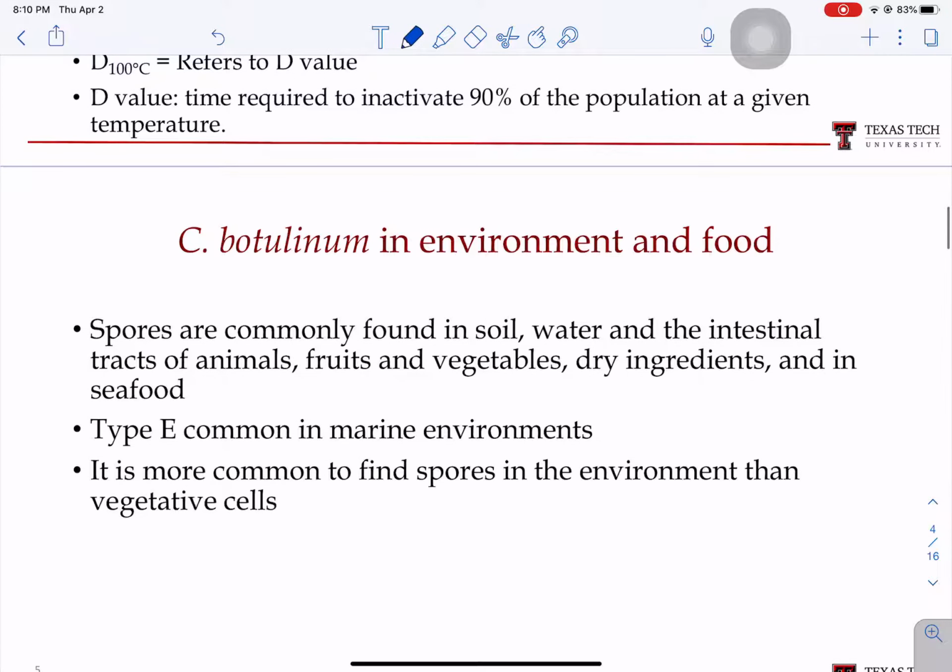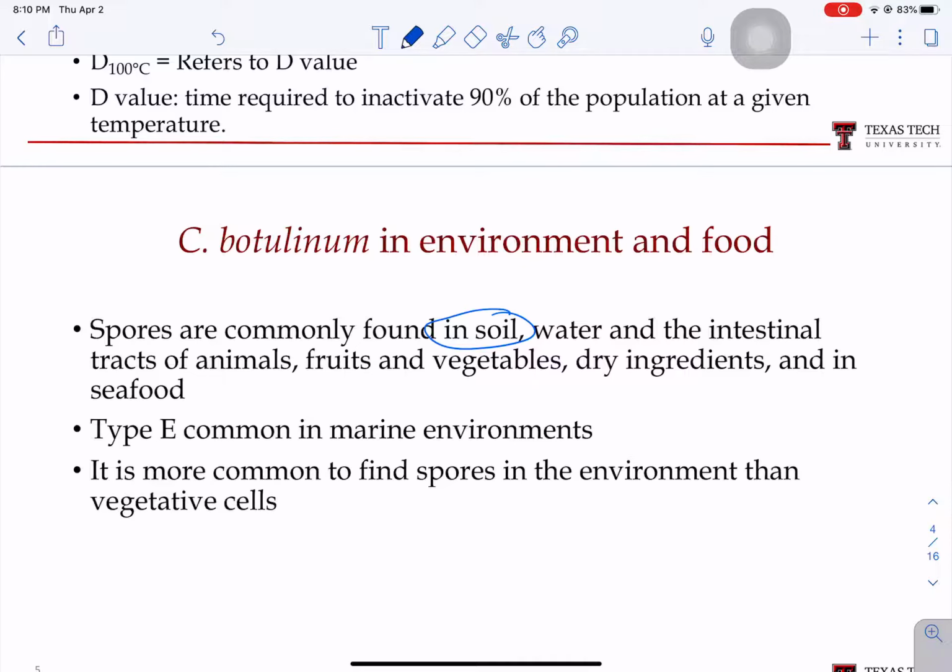What's the typical environment of Clostridium botulinum? If you see a trend between Clostridium perfringens and Bacillus cereus, Clostridium botulinum also is found typically in soil. So one thing that is special here, Bacillus cereus was a facultative anaerobe. Clostridium perfringens tolerates some oxygen. Clostridium botulinum is a strict or obligate anaerobe.